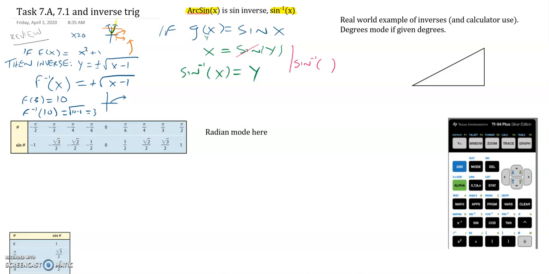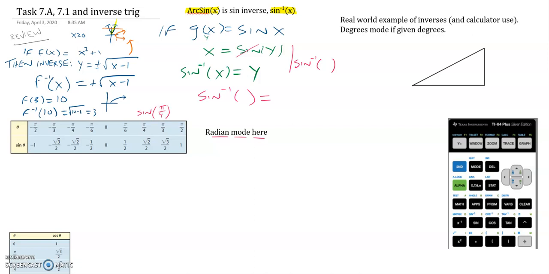Now, what this means is if we plug a value into this inverse function, it's going to be the idea of switching x and y. So this is why I have the sine table, and I want to emphasize in radian mode right here. I'm just going to pick one of these thetas, let's do this one. I'm not going to do sine of pi over 4. I'm going to go backwards.